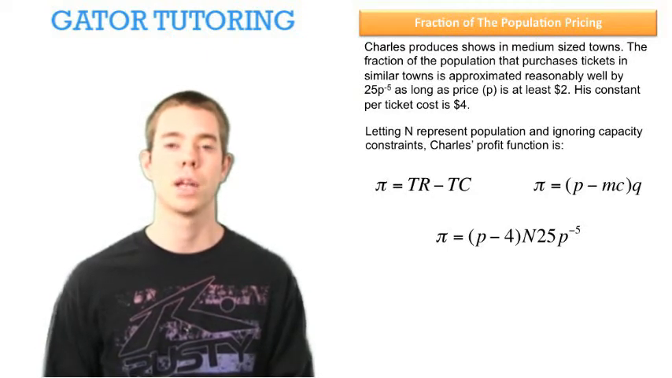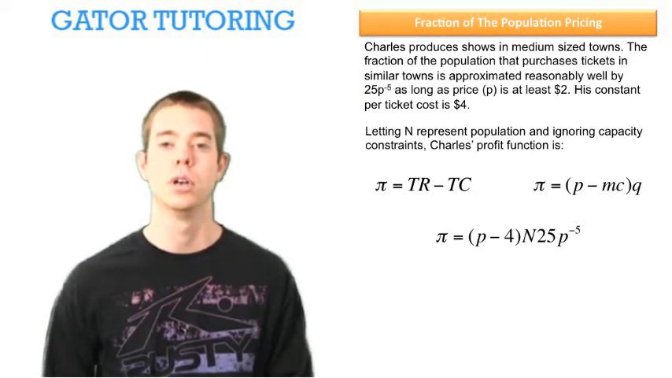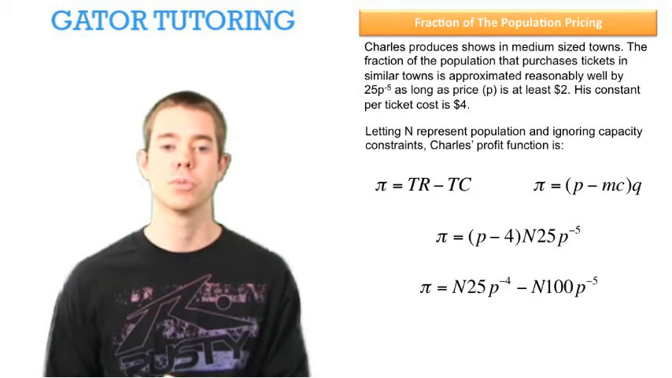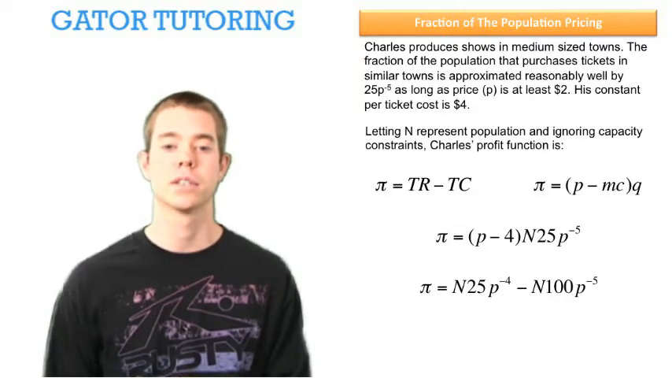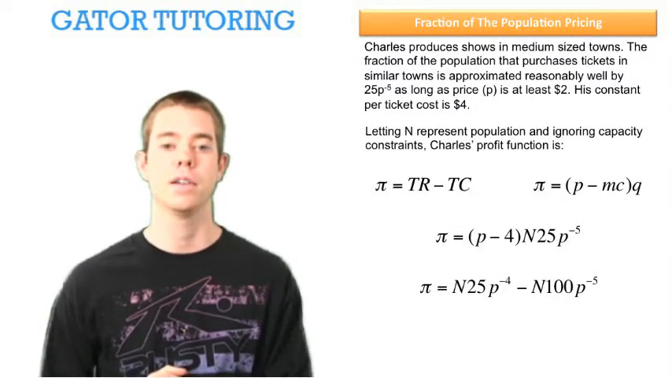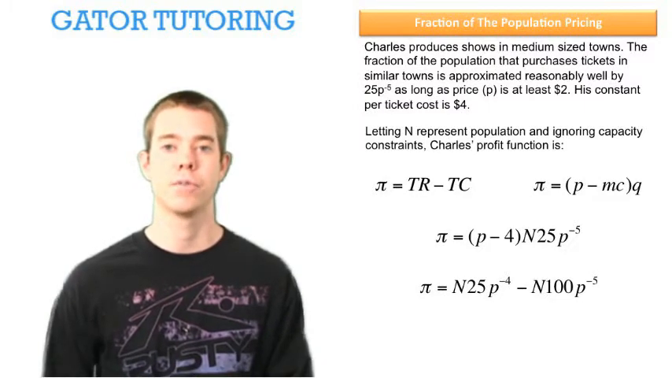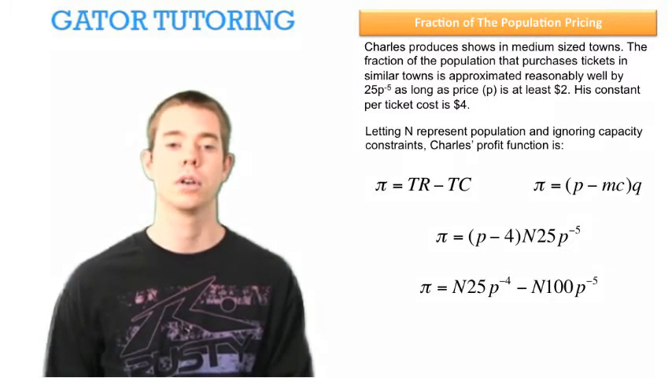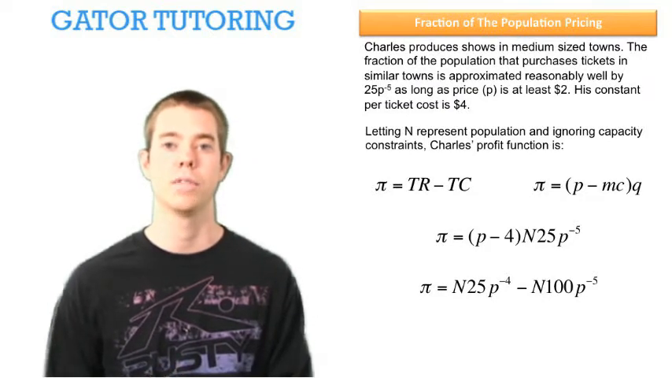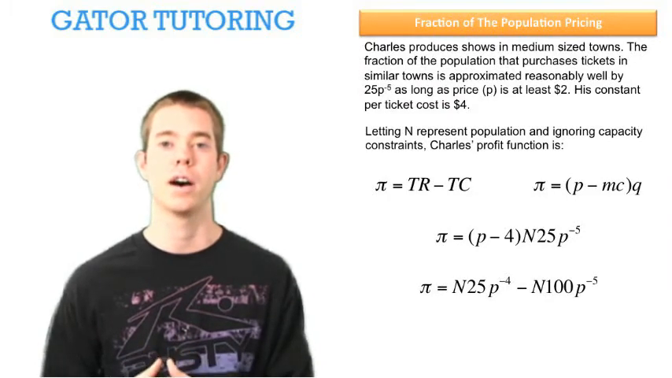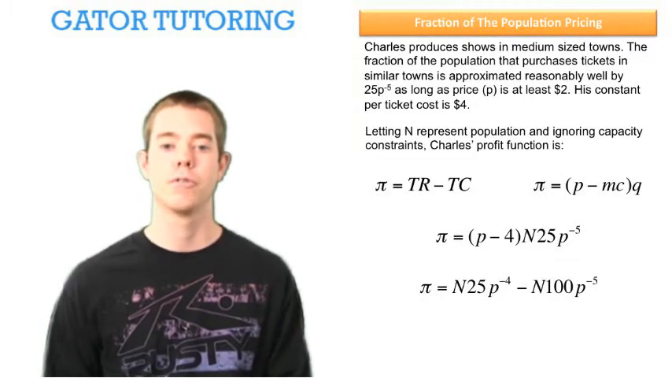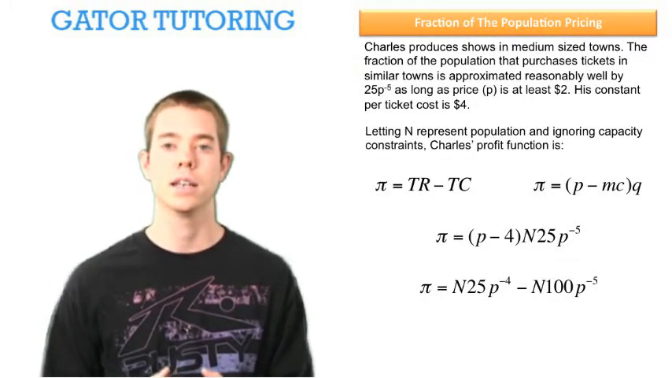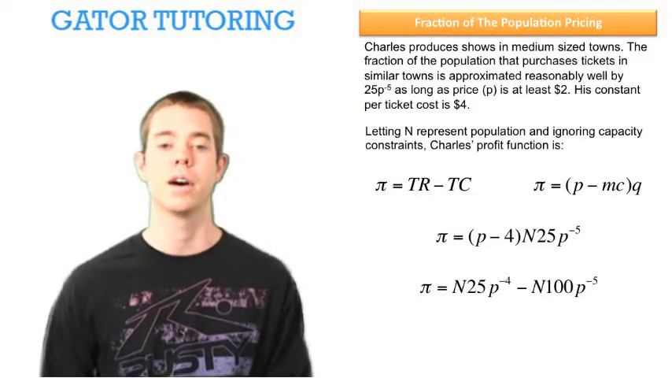So to get it in a form like we see it on the test, we need to distribute through. We distribute through n times 25 times p raised to the negative 5, and we get this. When we multiply p to the negative 5 times p, that gives us p to the negative 4, because p by itself has an exponent of 1, we just don't see it. We add their exponents. So we have p to the negative 5 plus 1. This gives us p to the negative 4. And when we multiply through, 4 times 25 gives us negative n times 100 p to the negative 5.